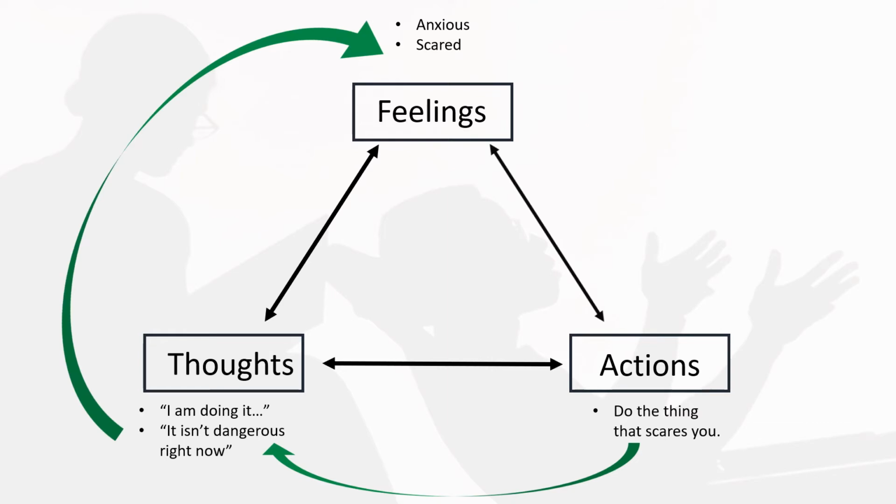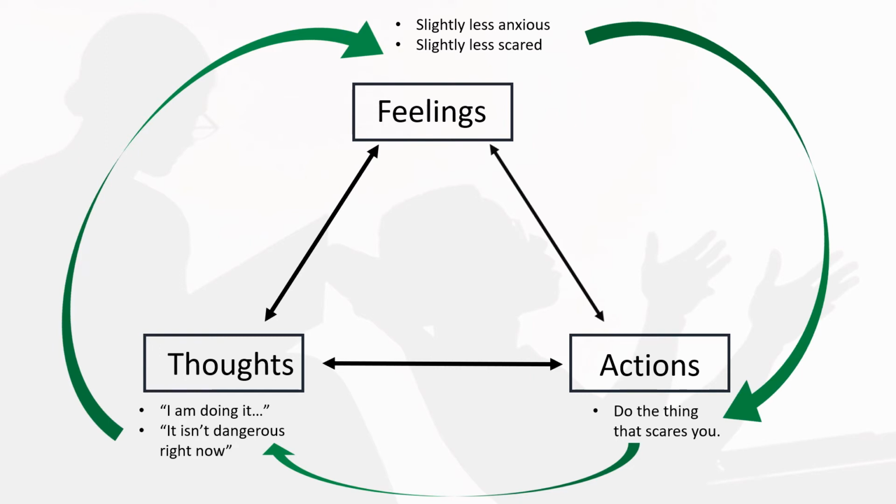And as you think I am doing it, and it isn't dangerous right now, as you think about going to the next party, how do you feel? Well, maybe slightly less anxious, slightly less scared. Okay, and as you're thinking about going to the next party, is it easier or harder to decide to go to the party? Well, maybe a little bit easier. Okay, so it's a little bit easier, and then you go to that party, and again, you're thinking, I am doing it, and we have this positive cycle. So it turns out that with anxiety too, if we change what we do, in theory, we can change how we feel.